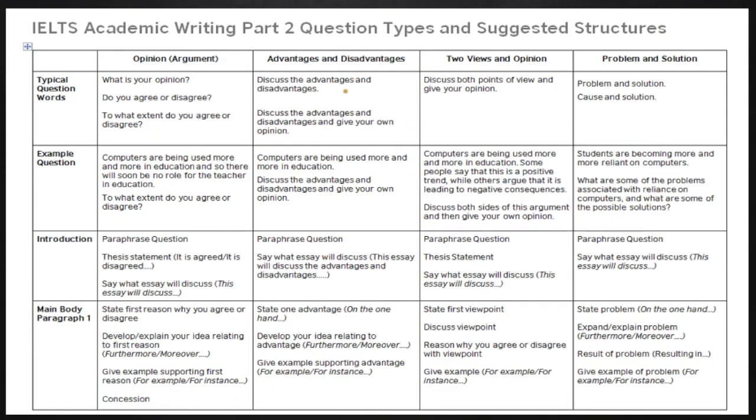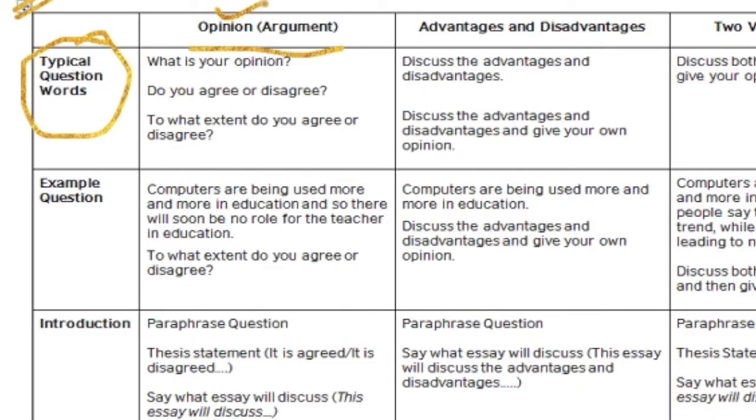Now moving on to how you can address these question types. This is a small table that will give you typical question words of all these question types. For example, if it is an opinion essay, it will give you the question type as what is your opinion? Do you agree? Do you disagree? To what extent do you agree or disagree? So example question for this can be computers are being used more and more in education, so there will be no role for teacher in education. To what extent do you agree or disagree?